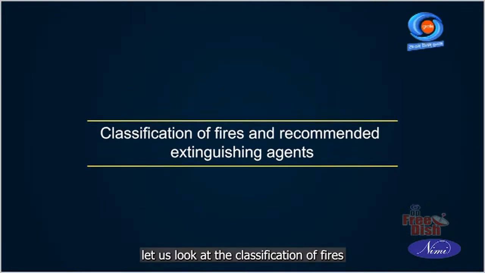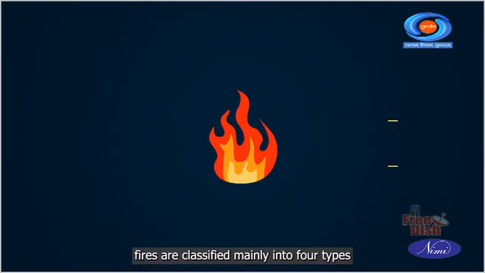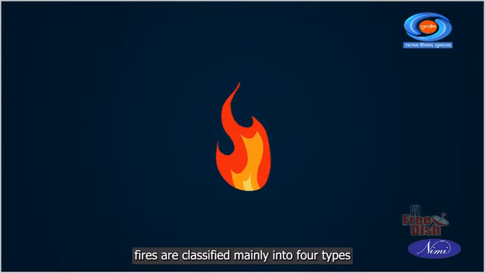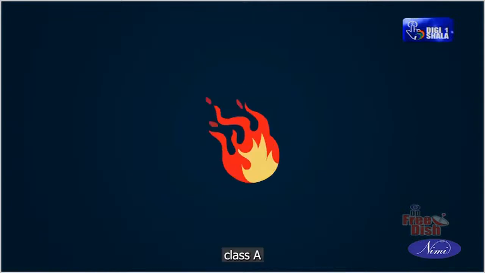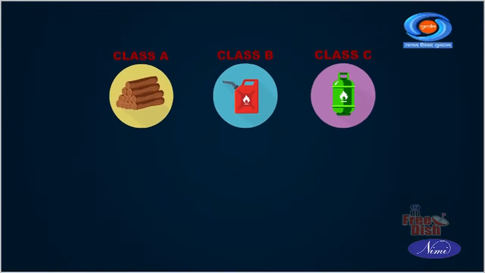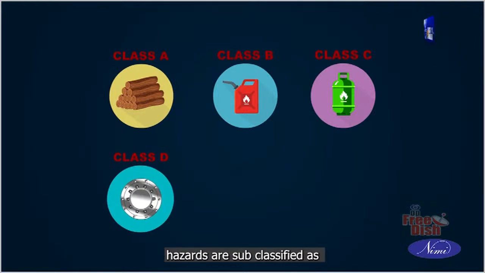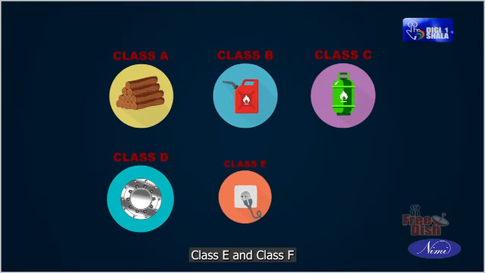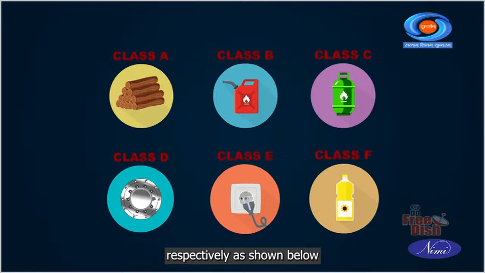Next, let us look at the classification of fires and recommended extinguishing agents. Fires are classified mainly into 4 types based on nature of fuel as Class A, B, C, and D. Further fires related to electrical and kitchen hazards are subclassified as Class E and Class F respectively as shown below.